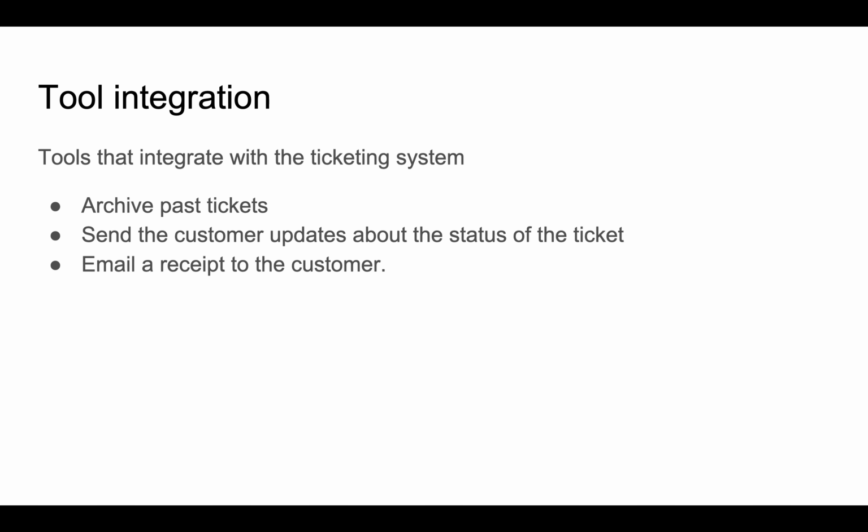Any other external or internal tools that would interface with the ticketing management software would have their own views of the software. Some examples might be an archiving system for past tickets, a mobile application that could send the customer the status of their ticket, and a tool that could send the customer the receipt for their ticket.